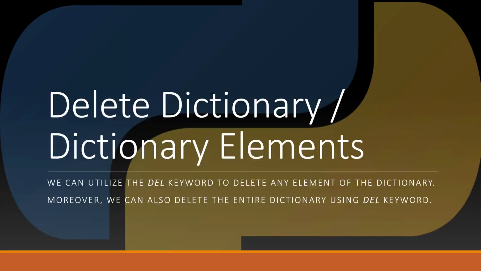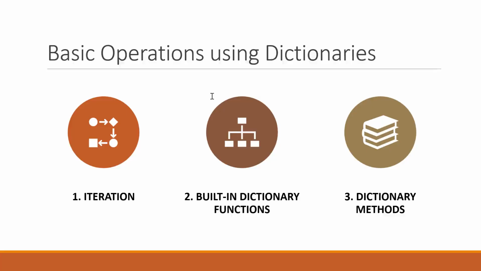So I hope with this it is clear how we can create a dictionary, how we can modify or add elements to the dictionary, and how we can delete the elements. Now let's move forward and let's discuss some of the basic operations using dictionaries. So first let's discuss iteration. Just like string, list and tuples, we can also iterate through the elements of the dictionary. So let us understand this implementation with the help of an example.